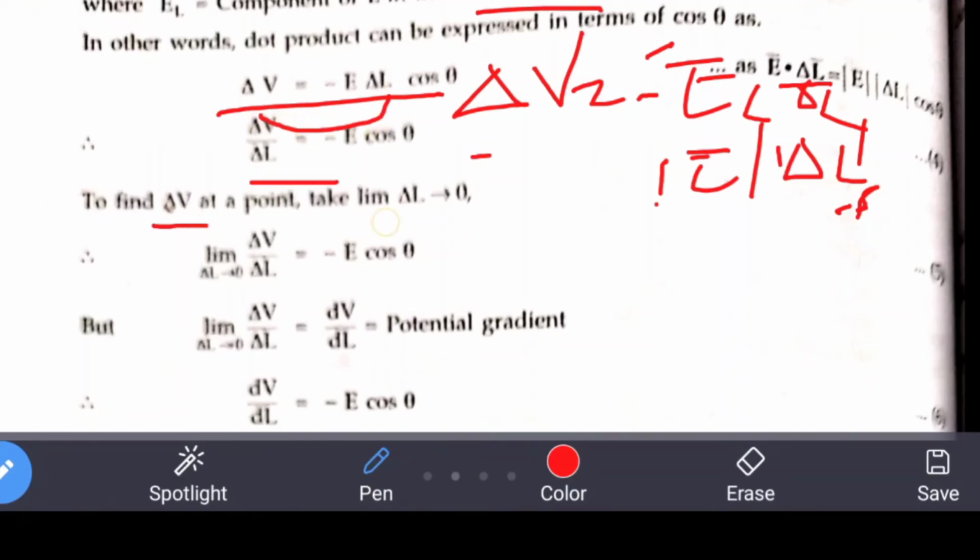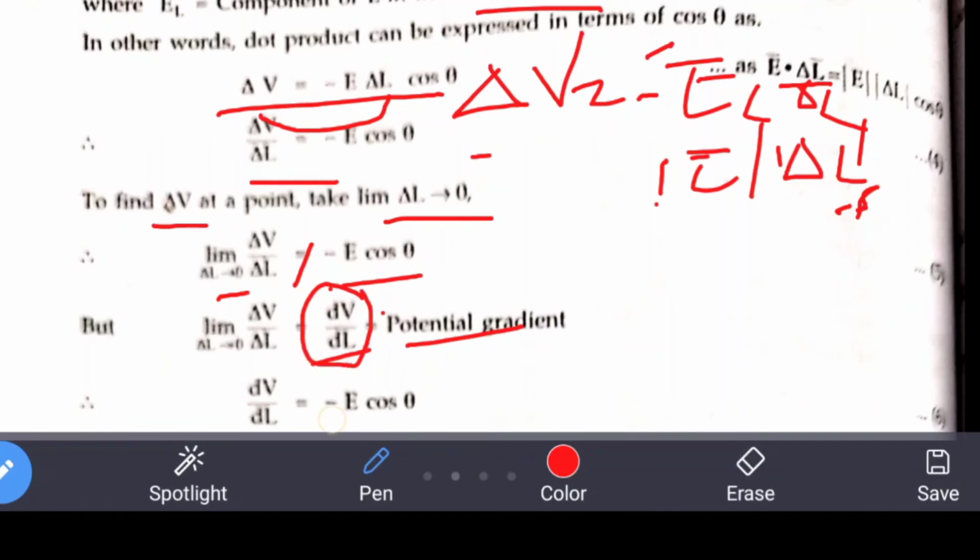To find delta V at a point, take delta L tends to 0. At any point, the change in potential, limit delta L tends to 0, delta V by delta L equals minus E cos theta. And limit delta L tends to 0, delta V by delta L is dV by dL, that is the potential gradient. The change in potential with respect to distance is known as potential gradient.